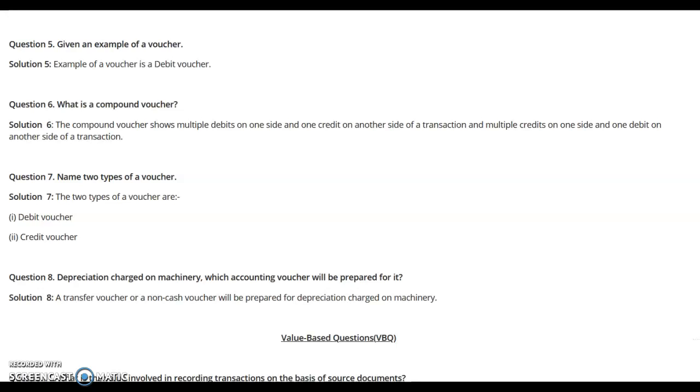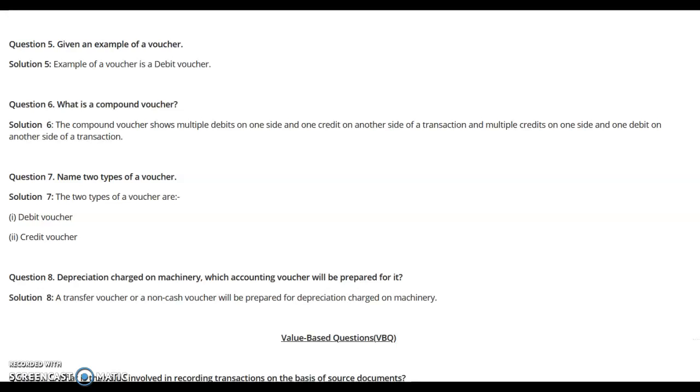So a compound voucher shows multiple debits, meaning more than one debit and one credit, or vice versa, more than one credit and only one debit. A compound voucher is that voucher which shows multiple debits on one side and one credit on the other side of a transaction, and multiple credits on one side and one debit on the other side of a transaction.